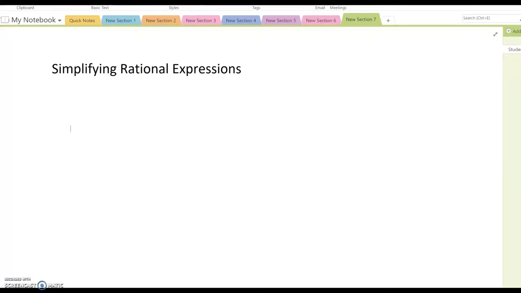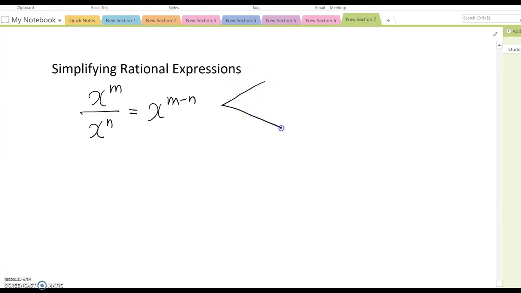Simplifying the rational expressions. Up to now, we briefly discussed rational functions and their graphs. Now we want to talk about how to simplify rational expressions. In order to do this, we need to understand a few properties first. What is x to the m over x to the n? You all know that this is x to the m minus n, from intermediate algebra, the elementary algebra course. Now I'm going to develop it a little more here.